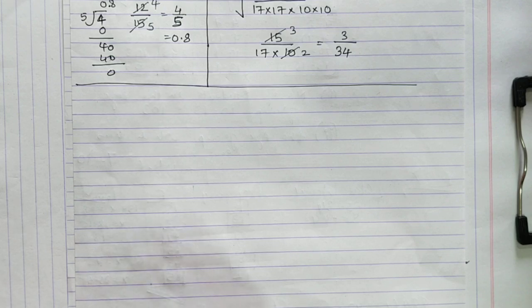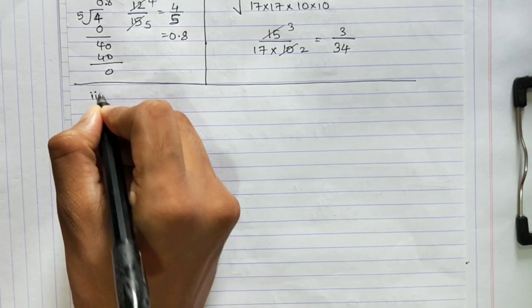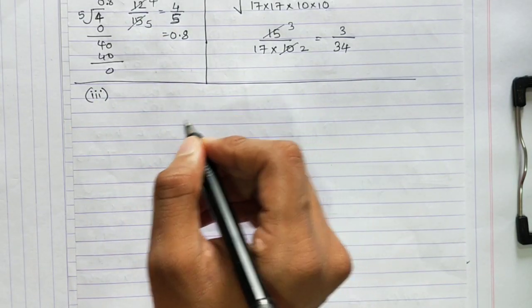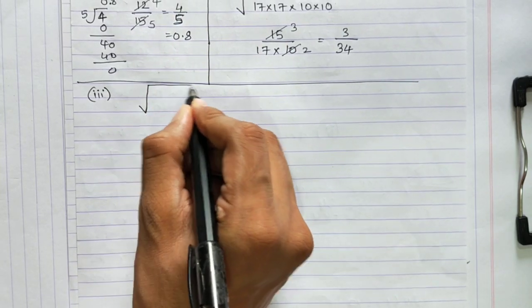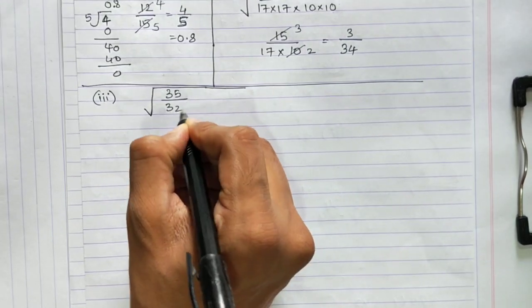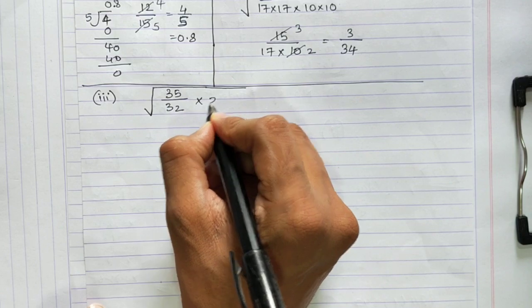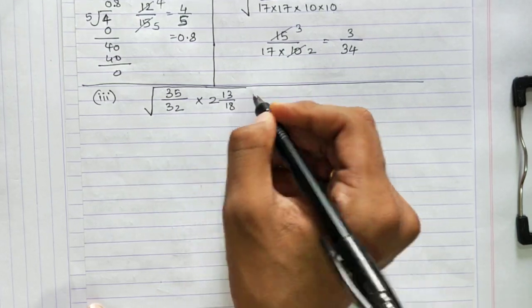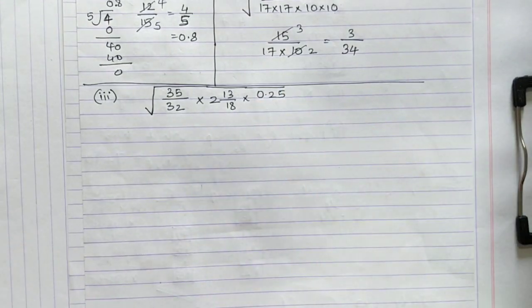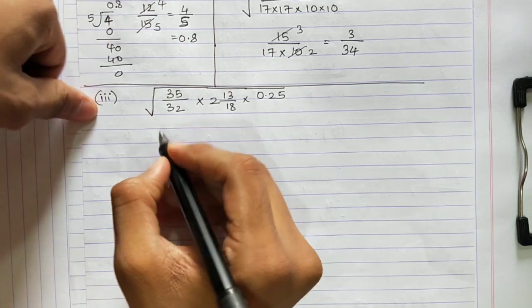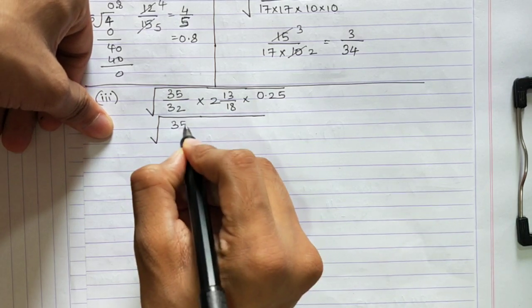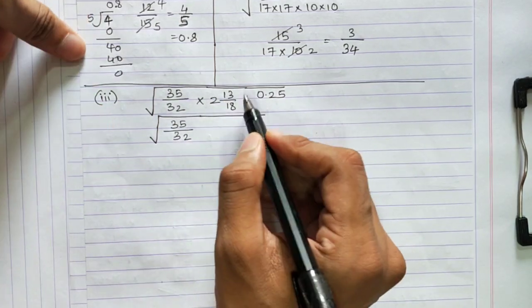Third sum. This question number 6 is very important, because one question definitely comes from here. Copy the question. So first we will solve this mixed fraction.